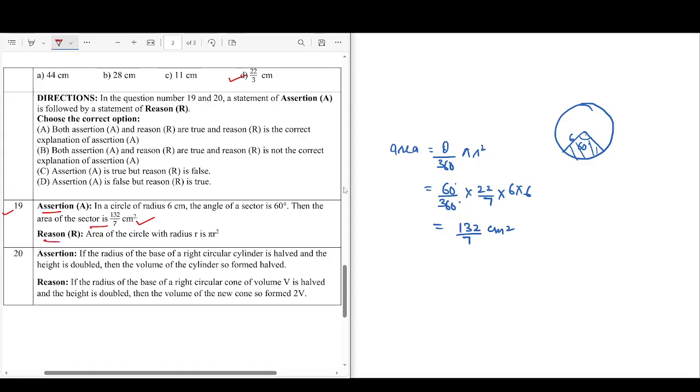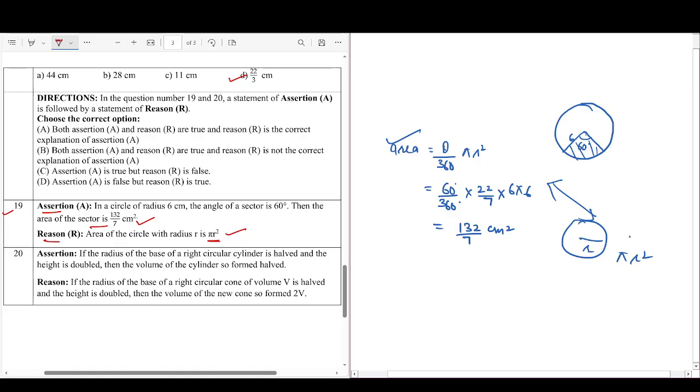Now let's see the reason. The area of the circle with the radius r is pi r square. So this is also correct. We know that in a circle, if the radius is r, then the area of the circle is pi r square. But there is no relationship between these two, right? Here we are talking about the area of the sector, here we are talking about the area of the circle. That means both assertion and reason are true, but the reason is not the correct explanation of the assertion. So for question number 19, our answer is option B.